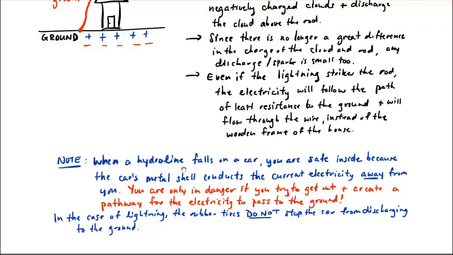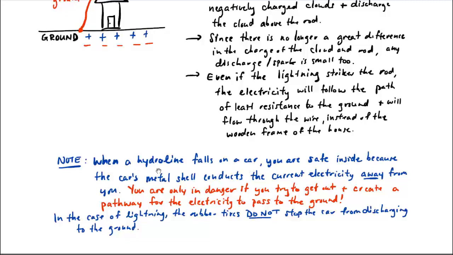Let's say you were in a car and you struck a pole and the hydro line fell down onto your car. Why don't you get electrocuted while you're sitting in your car? Well, you are safe inside the car because there's a metal shell that conducts that current electricity away from you. You are only in danger if you try to get out of the car, and by touching the car and the ground at the same time as you step out, you would create a pathway for the electricity to pass to the ground through your body. You would be the grounding mechanism for that particular case. So if this ever does happen to you, stay in the car until help arrives. You need someone to take that electricity away from you, and then you are safe.